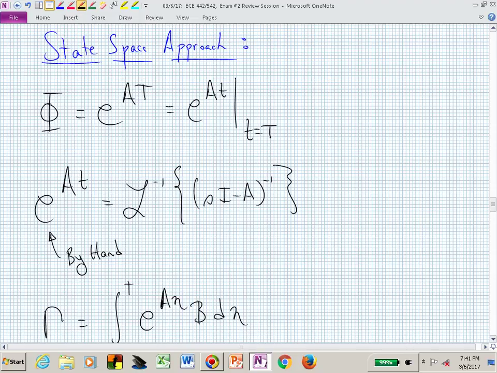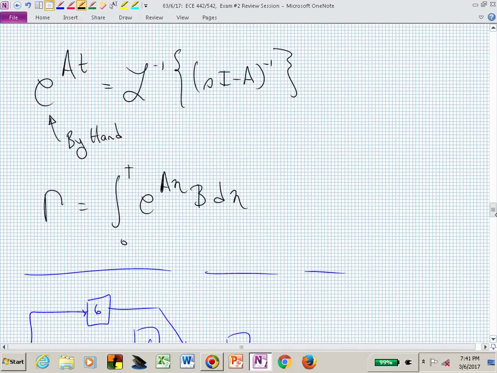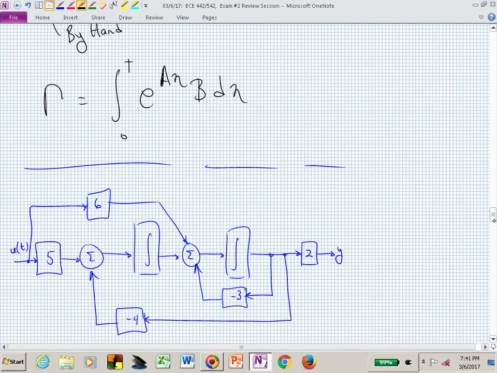He didn't give me an A matrix. Well, I did, but I didn't give it to you explicitly, did I? I'm giving it to you implicitly or indirectly. I'm giving you an A matrix and a B matrix. How do we create the continuous time system matrices from this all-integrator block diagram?